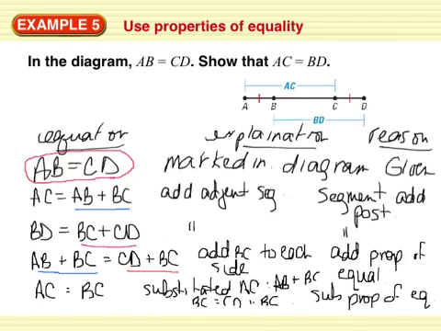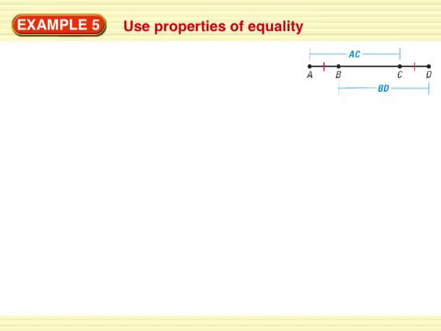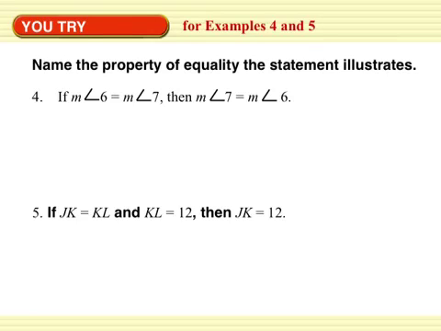Okay, let's try another one. Oh, I left another page. That would have been nice to know too. All right, you try. Name the property of equality the statement illustrates. If the measure of angle 6 equals the measure of angle 7, then the measure of angle 7 equals the measure of angle 6. I'll pause in a second. The next one: if JK equals KL and KL equals 12, then JK equals 12. Push pause and write down your own answer, then check them.